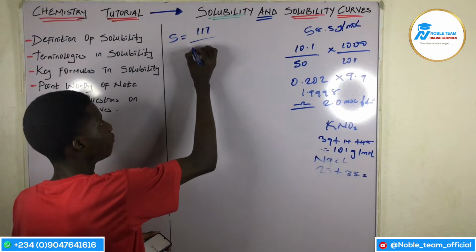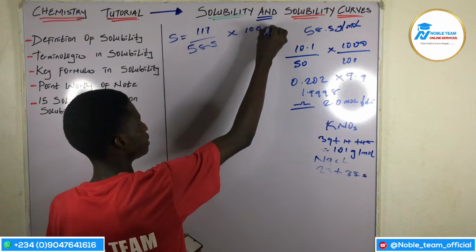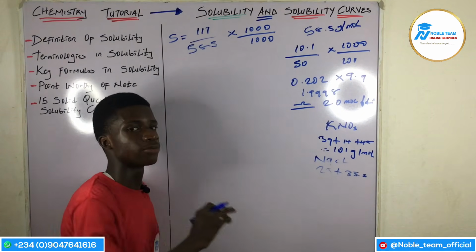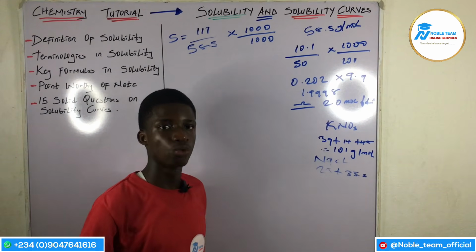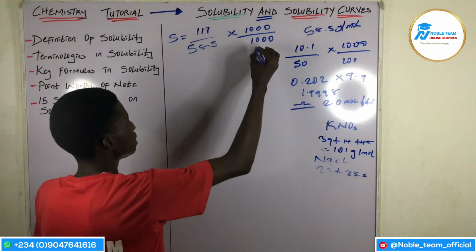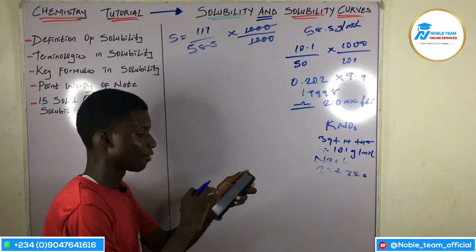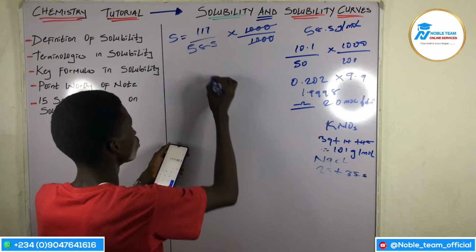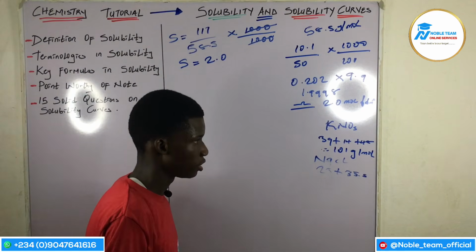Then I will be having 58.5 multiplied by 1000 divided by 1000. Do you understand why I did this? Why is it over 1000? Because 1 dm cube is equivalent to 1000 centimeter cube. Now I've already cancelled this out, and I have 117 divided by 58.5. I have it to be 2.0.